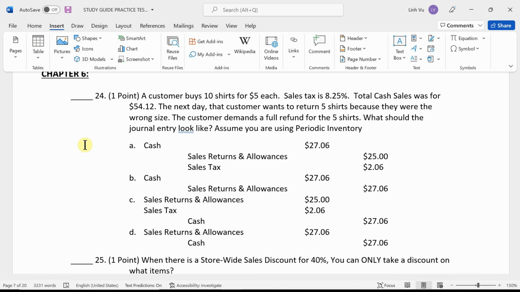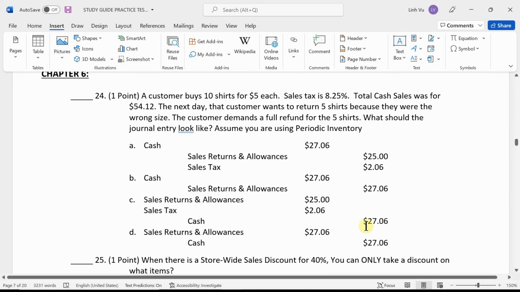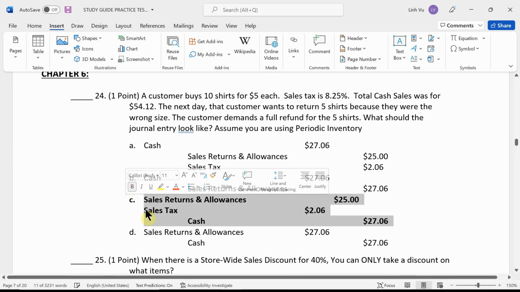D. Okay, not D, because what are you forgetting in D? Oh, C. Yes, you're forgetting the sales tax, right? If you charge sales tax, you have to give the money back. You cannot just give the sales back, and the sales returns and allowances, right? Sales tax is not money that you earn. That's money you collect for the government, so it can never be included in the sales. So there you go. Perfect. C is correct.